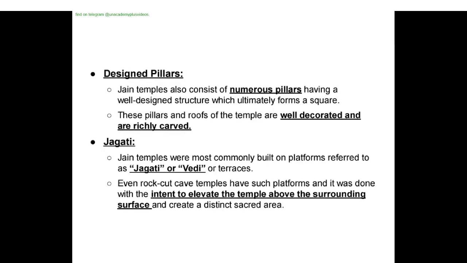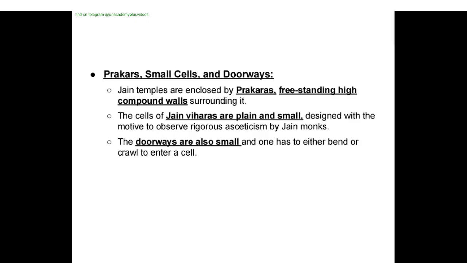Designed pillars. Jain temples also consist of numerous pillars having a well-designed structure which ultimately forms a square. These pillars and roofs of the temple are well decorated and richly carved. Jagati. Jain temples were most commonly built on platforms referred to as Jagati or Vedi or terraces. Even rock-cut cave temples have such platforms, and it was done with an intent to elevate the temple above the surrounding surface and create a distinct sacred area.